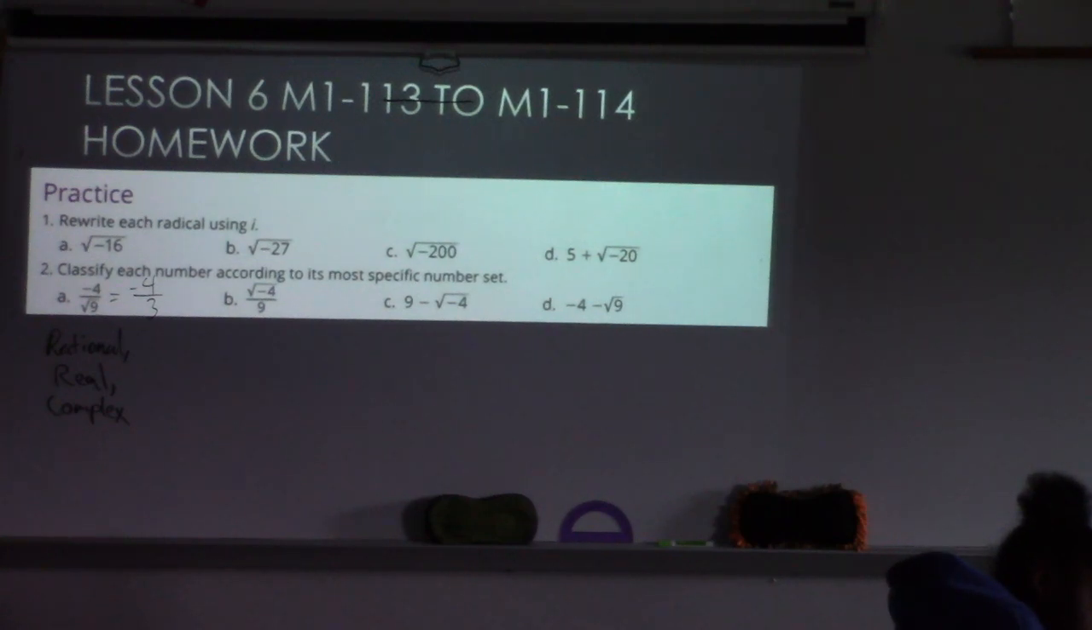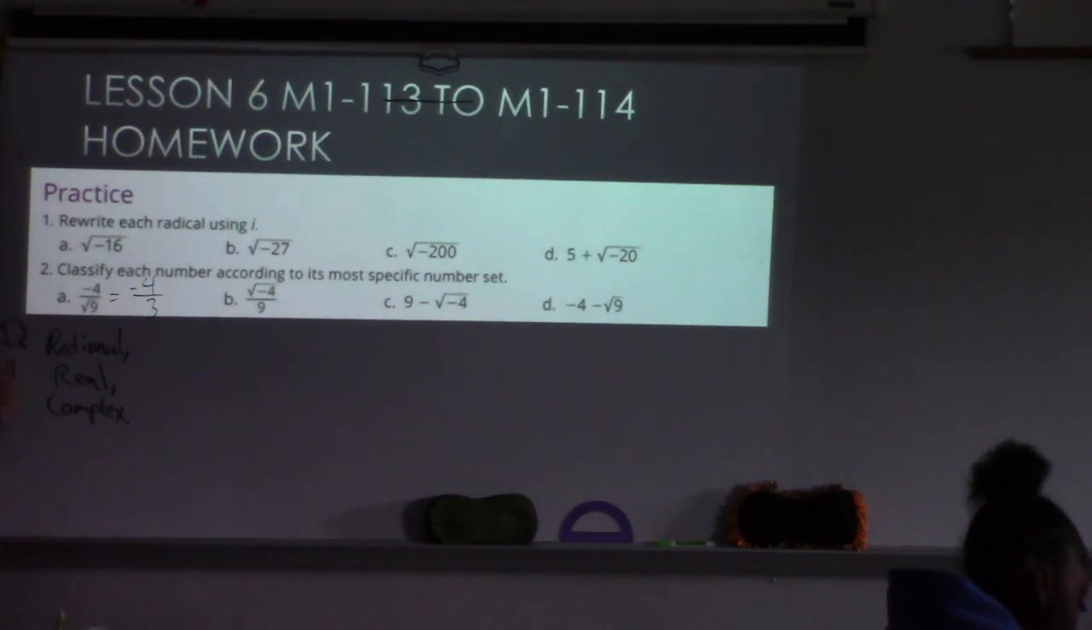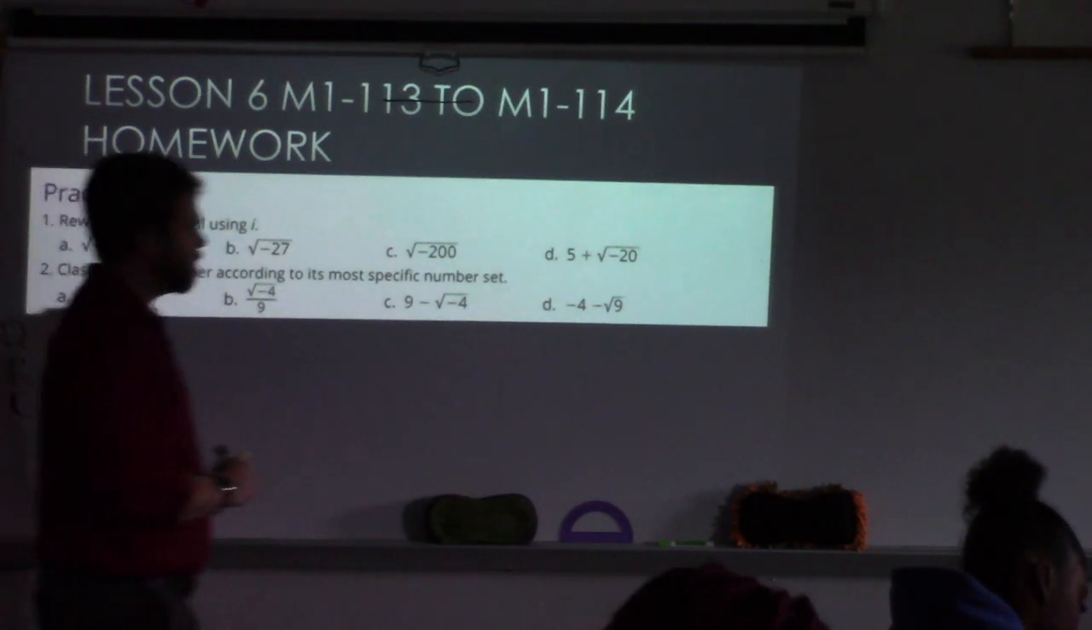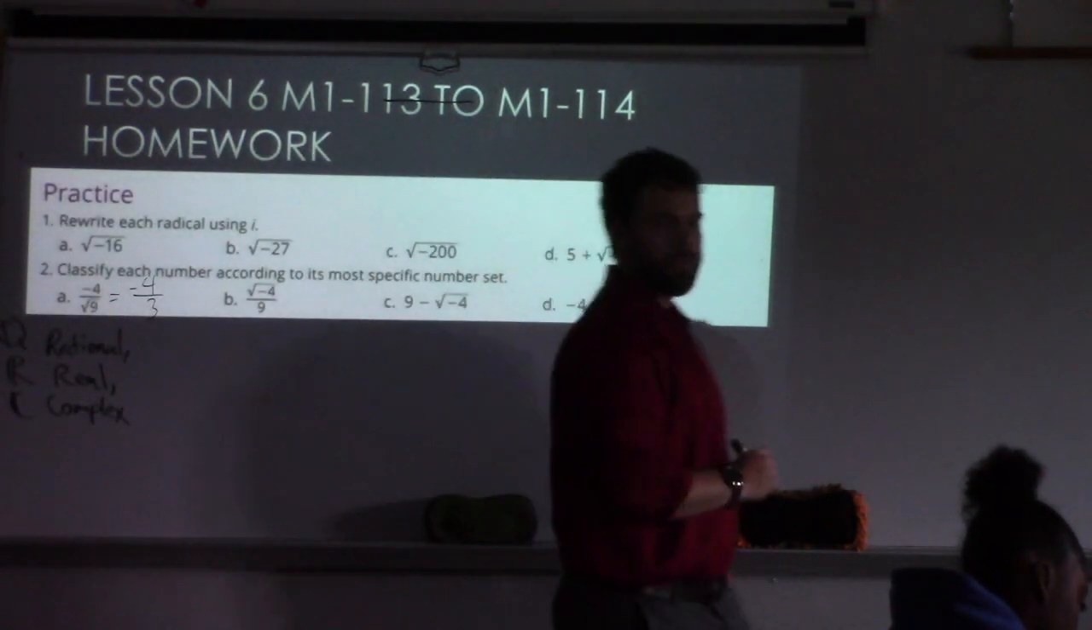So remember, the symbol for rational was the Q. The real, it was the R. For the complex, it was the C. You can give us a little help, 1D.